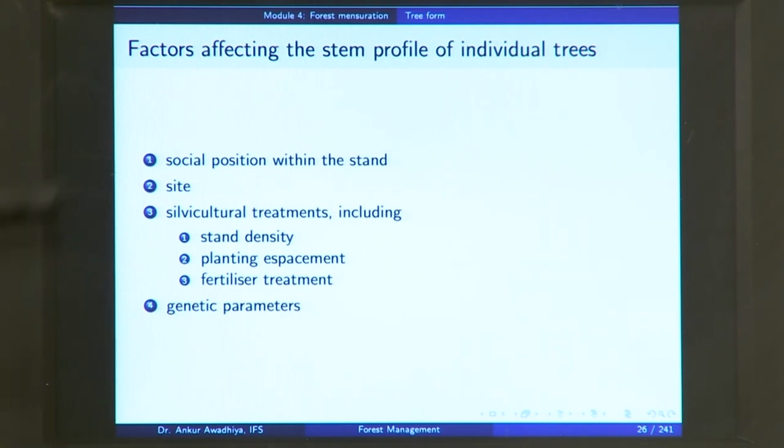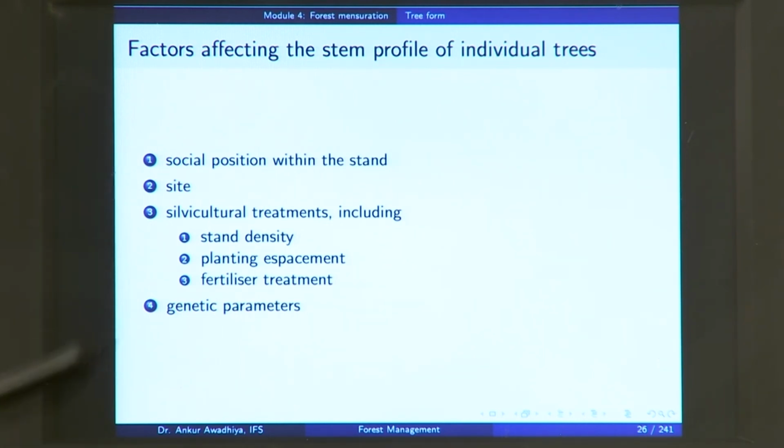The site or the site quality also affects the stem profile, because if you have a site that is fertile, in that case there will be enough amounts of nutrients available for your tree to put up its height, whereas if you have a site that does not have a good amount of nutrients for the plant, then your trees will not be able to grow to a large extent, and so you will be having shorter trees in a poorer site quality.